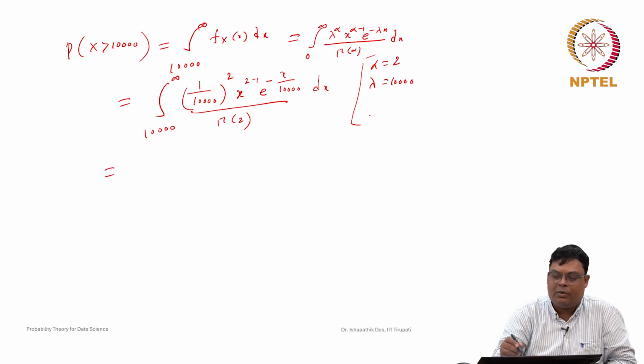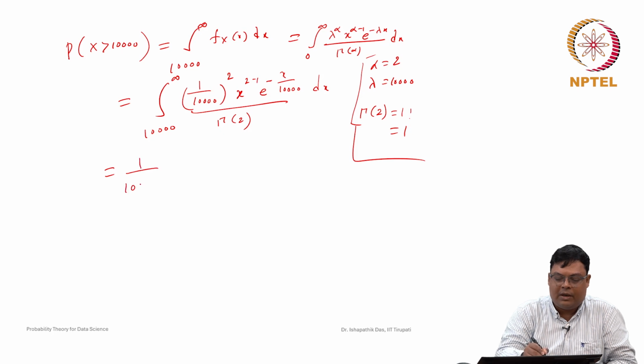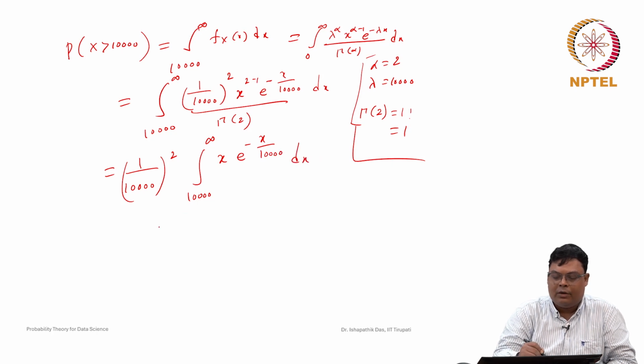So, let us see that, because gamma 2 is nothing but we know that it is integer. So, gamma L plus 1 is L factorial. So, this is 1 factorial, this is 1. So, this is coming out as a 1. So, now this is a constant 1 by 10,000 whole square, and then we have to do this integration 10,000 to infinity, x to the power 2 minus 1 is x, e to the power of minus x by 10,000 dx. So, that integration we have to do. So, suppose if we can have some simplification, let us do that.